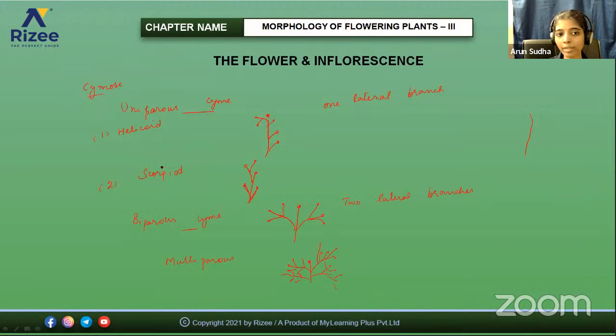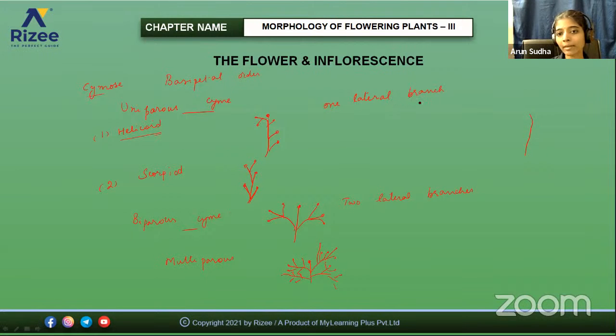So it is helicoid type because it is in the form of a helix, a helical arrangement. So in the case of cymose inflorescence, the main features are that it is arranged in a basipetal order, and the main axis terminates in a flower. These are the main features, and it may be uniparous, biparous or multiparous.